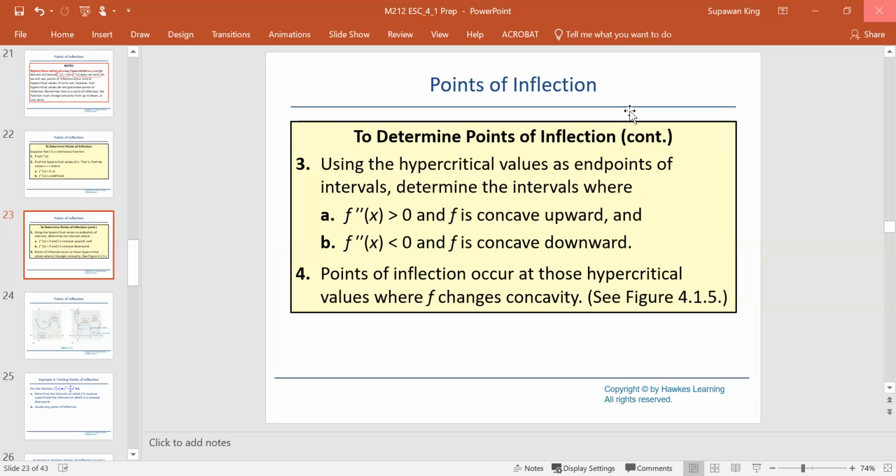And step 3, using the hypercritical values as endpoints of the intervals, determine the intervals where f double prime is greater than 0 and f is concave upward. For case B, f double prime, or the second derivative, is less than 0 and f is concave downward. And the point of inflection occurs at those hypercritical values where f changes the concavity from the positive side to the negative side or from the negative side to the positive side, or changing from concave up to concave down or concave down to concave up.